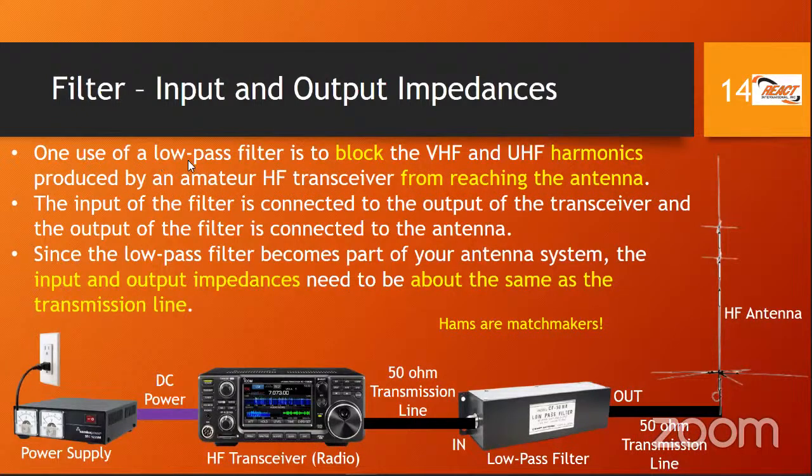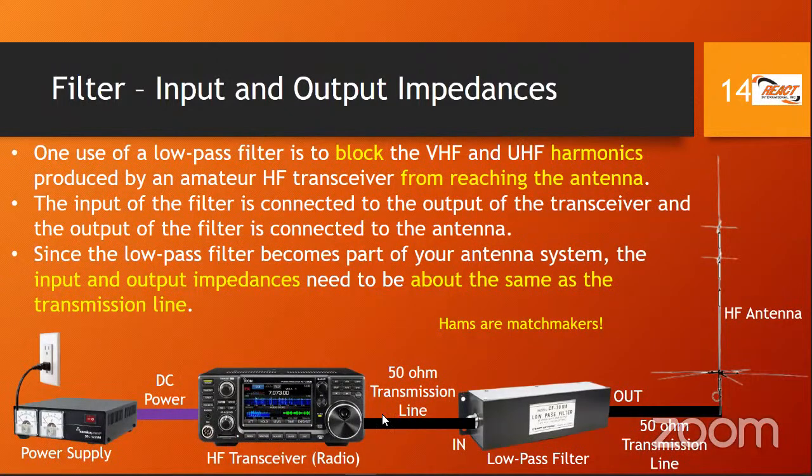So one of the uses of the low pass filter is to block VHF and UHF harmonics produced by an amateur HF transceiver from reaching the antenna. What do we mean by that? So this is an HF transceiver. It's producing an HF frequency that we need to get to the antenna to communicate to an amateur radio operator around the world. But our transceiver or stages there will produce harmonics.